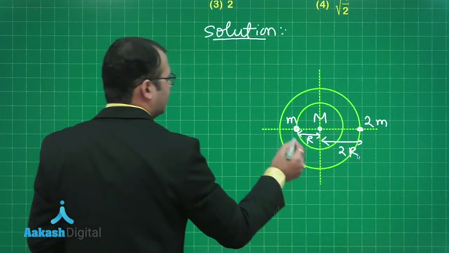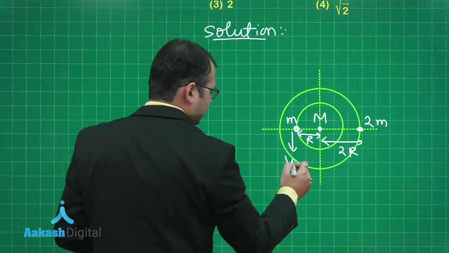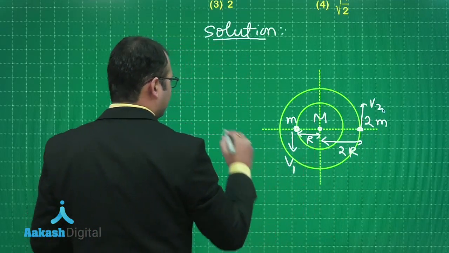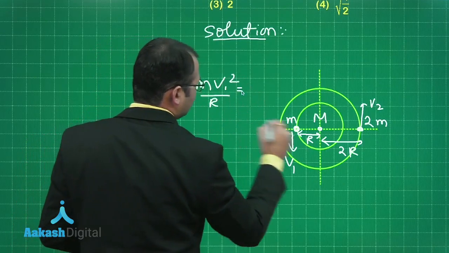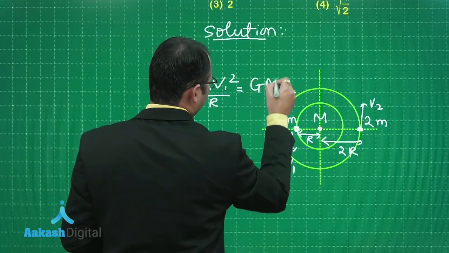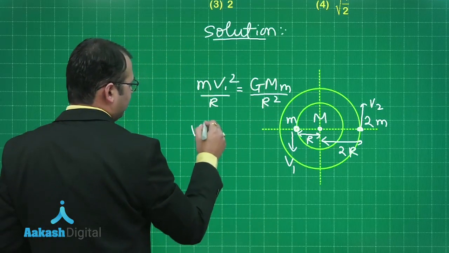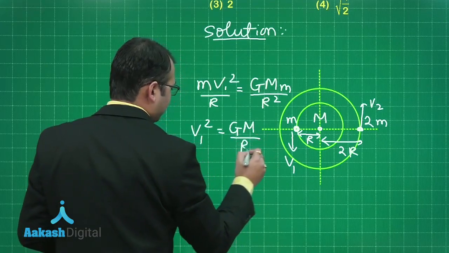Now in any case, for any satellite, there is always a velocity. Let's take it as v1, and for this let's take it as v2. So from here, for v1, I'll write m v1 square by r should be equal to the gravitational force by Earth, that is G capital M small m by r square. Solving this, you will get v1 square is equal to G capital M by r.